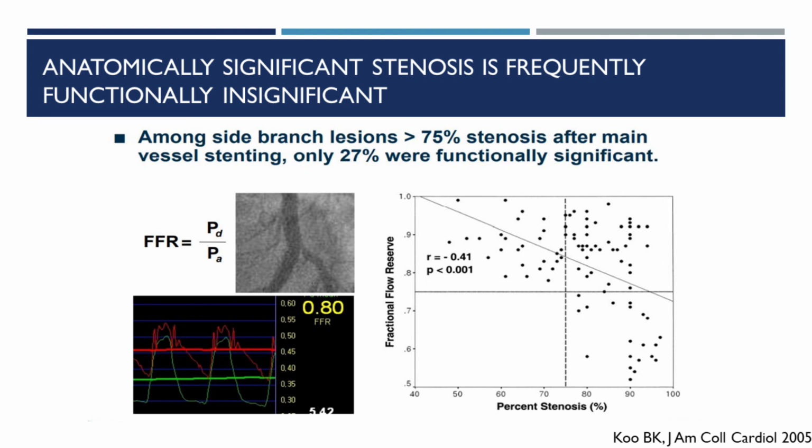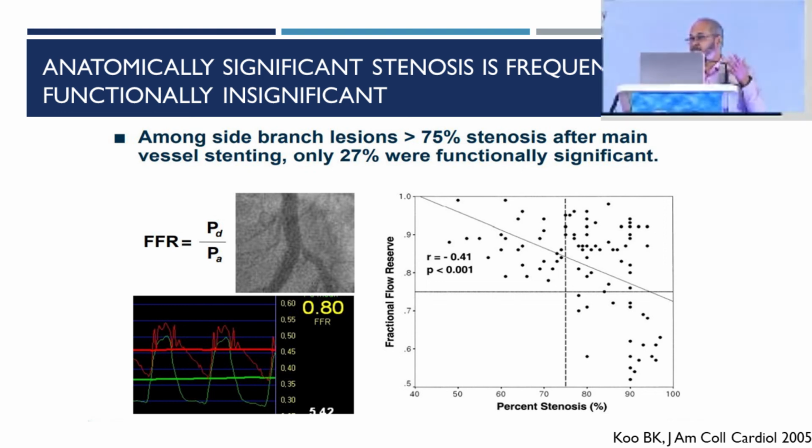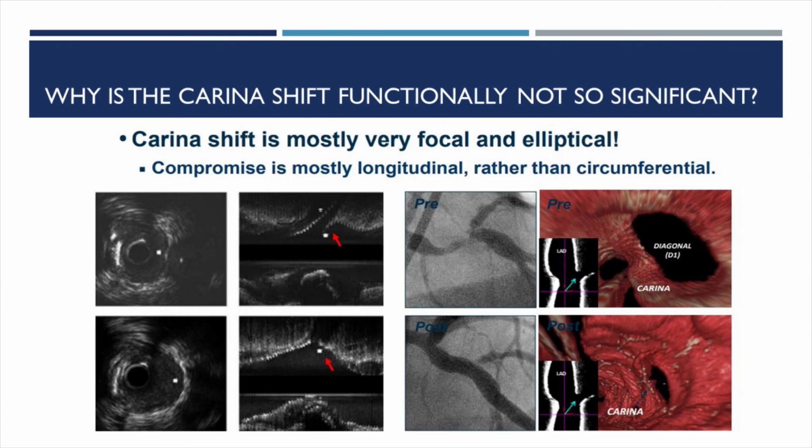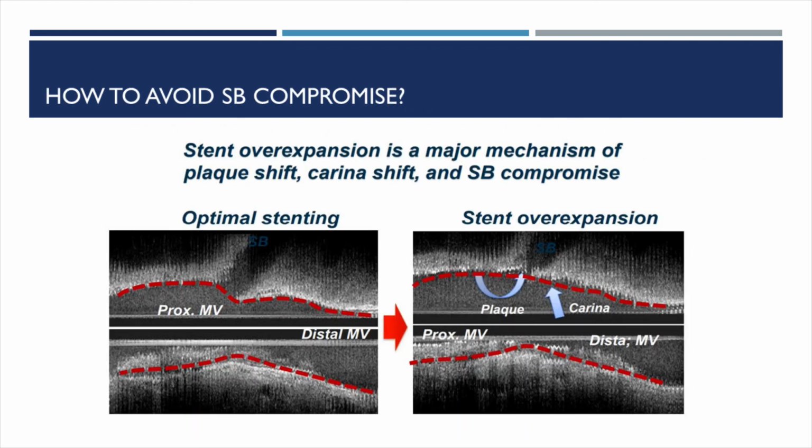So if the naked eye shows significant disease but functional assessment shows it is not significant, you don't go for intervention. Why is carina shift functionally not significant? Because carina shift is mostly very focal and elliptical. Compromise is mostly longitudinal rather than circumferential. So that is not too significant in clinical practice. And how to optimize: stent overexpansion is the major cause of plaque shift or side branch occlusion. So optimization of the stent technique is very crucial.